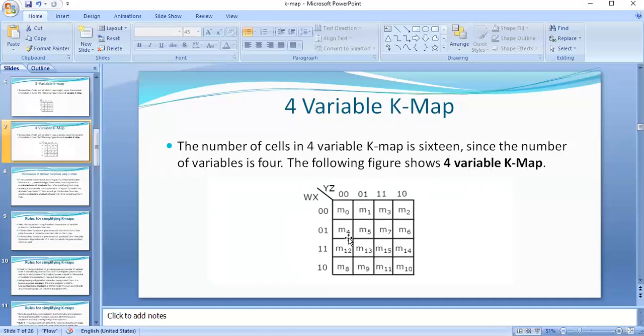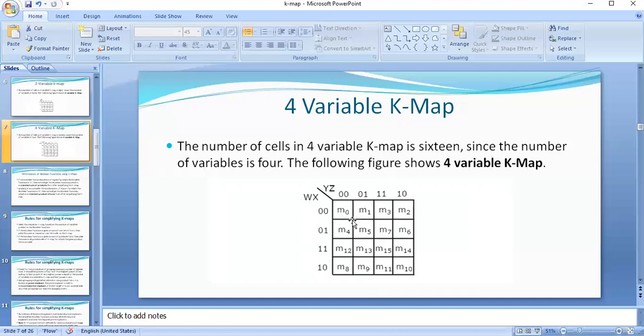So the maximum number of adjacencies for each minterm is 4. For example, if you take 7, the adjacencies are M3, M5, M6, and M15. There are no other possibilities, so only these four are adjacent to minterm 7. This is the graphical representation of the four variable K-map.